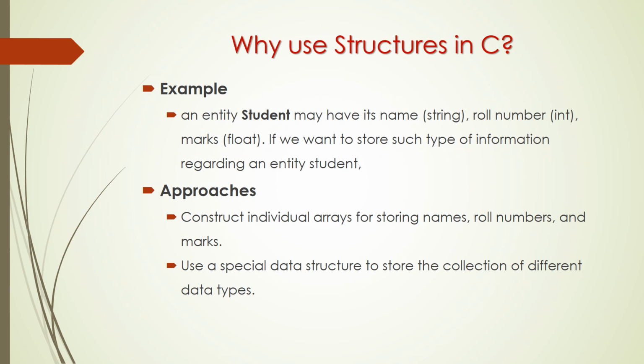There are two ways we could handle this in the C language. The first approach, construct individual arrays for storing names, roll numbers and marks. The second approach is to use a special data structure to store the collection of different data types.